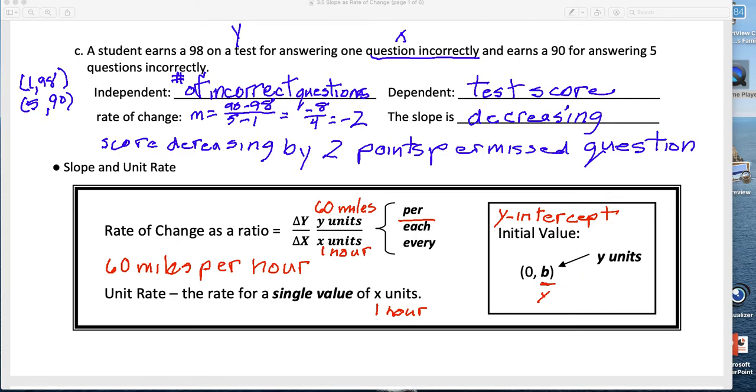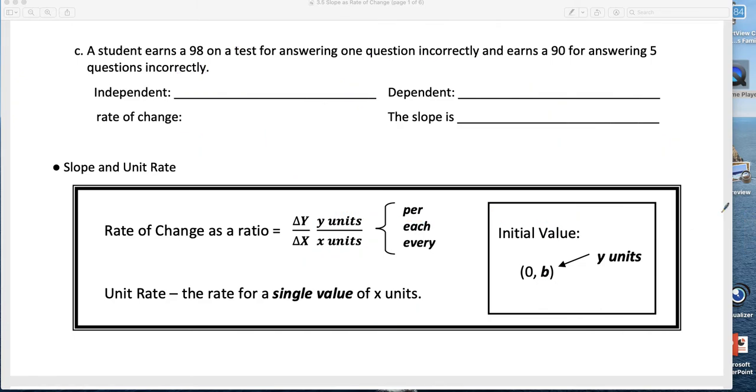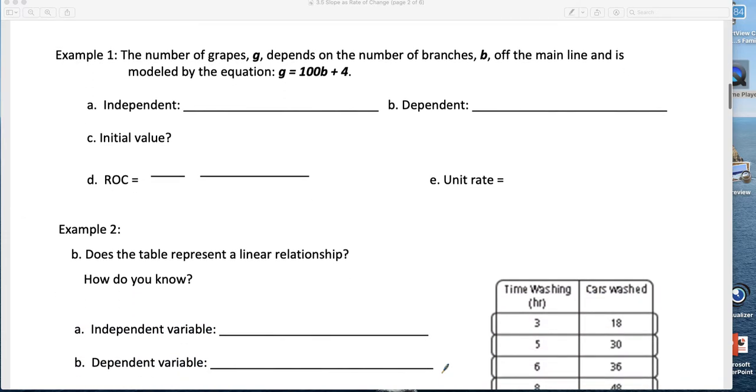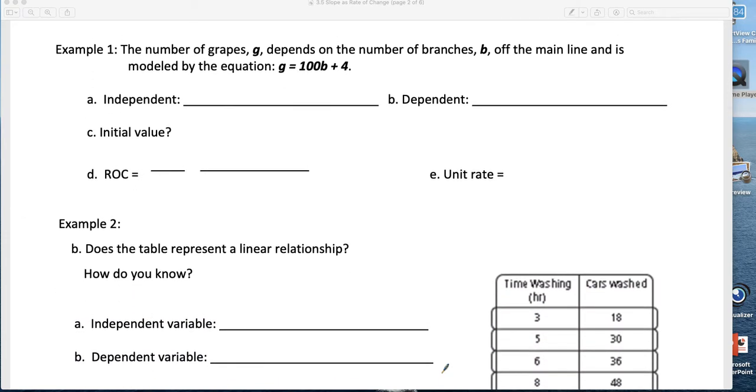Let's take a look at those. Let's click this and scroll. Okay. The number of grapes, let's get the pen active again. The number of grapes, G, depends on the number of branches, B, off the main line, and is modeled by the equation G is equal to 100B plus 4.